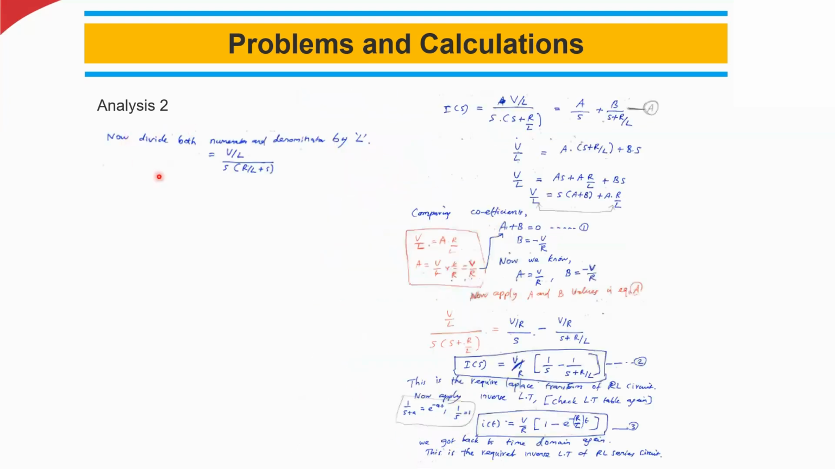This is the equation we got from the previous page: capital I(S) equals V divided by L, divided by S times (R divided by L plus S). Now I have to rewrite this equation a little differently, using the partial fraction method. This is another mathematical technique; maybe you have studied it already, and if not, just follow along and you will understand. I am writing A divided by S plus B divided by (S plus R divided by L).